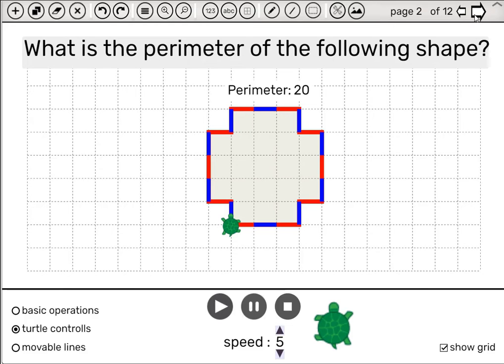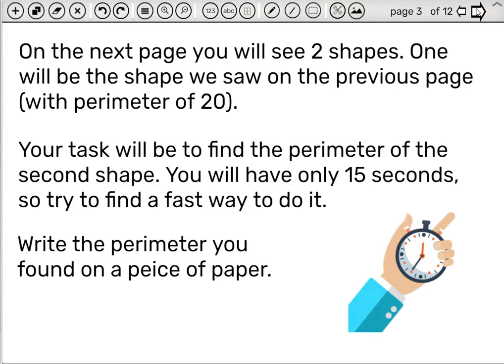Let's move on. These are instructions for the next page that has a question with a time limit. This will be the only such question in the lesson. Read it to the students. On the next page, you will see 2 shapes. One will be the shape we saw on the previous page with the perimeter of 20. Your task will be to find the perimeter of the second shape. You will have only 15 seconds, so try to find a fast way to do it. Write the perimeter you found on a piece of paper.